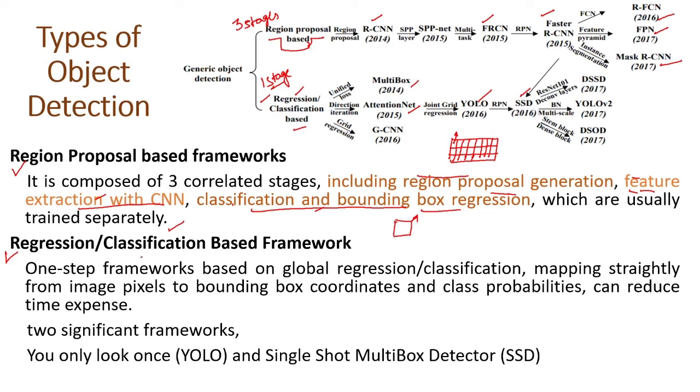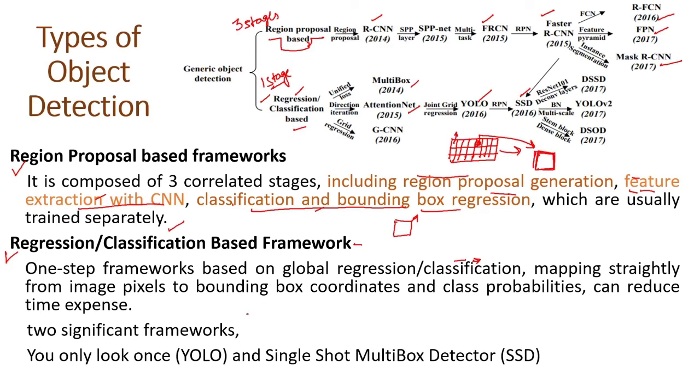So that's why we have designed a framework which would be completed in one step only, and it would be based on global regression and classification. What it will do is map straight from the image pixels to bounding box coordinates and class probability. So it will reduce the time it is taking. Basically it has combined all three things in one step. It will just map straight from the image pixels and convert them into bounding boxes.